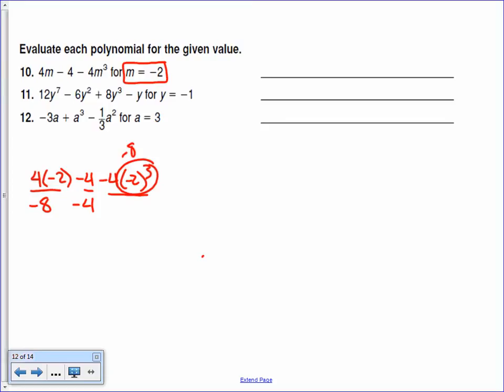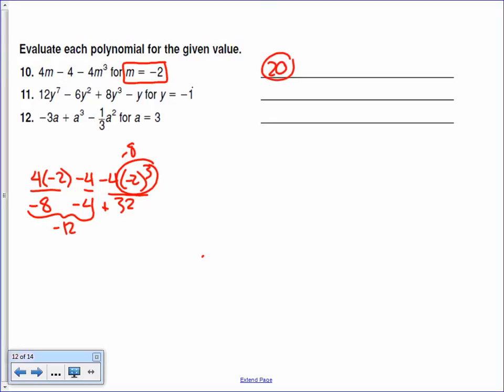And then negative 4 times negative 8 will give me a positive 32. So negative 8 minus 4, that's going to give me a negative 12. And then negative 12 plus 32 will give me a straight up 20. So 20 for number 10.